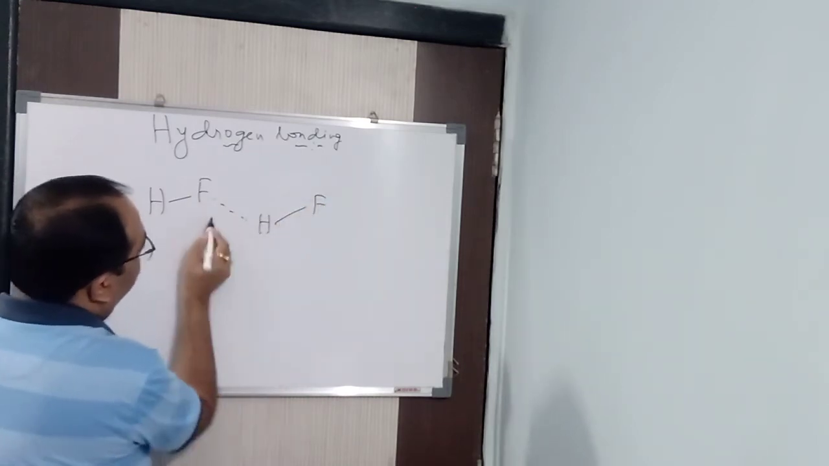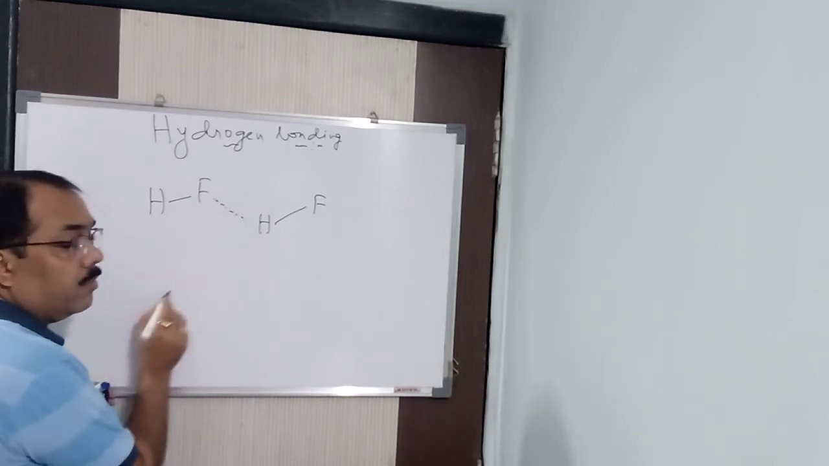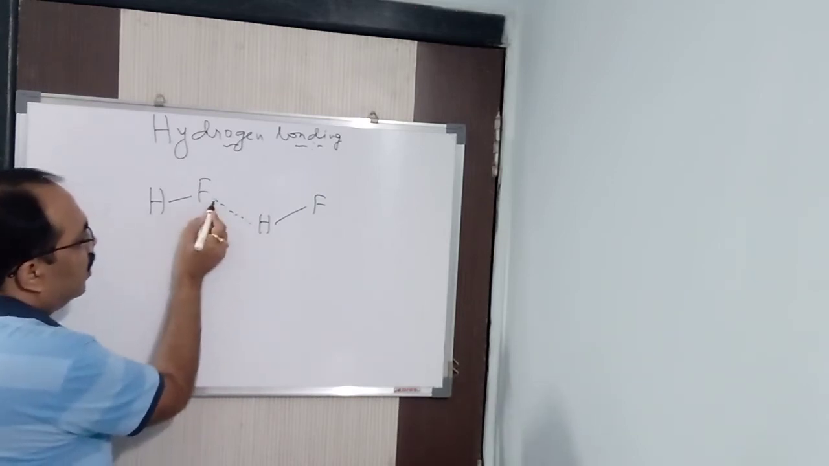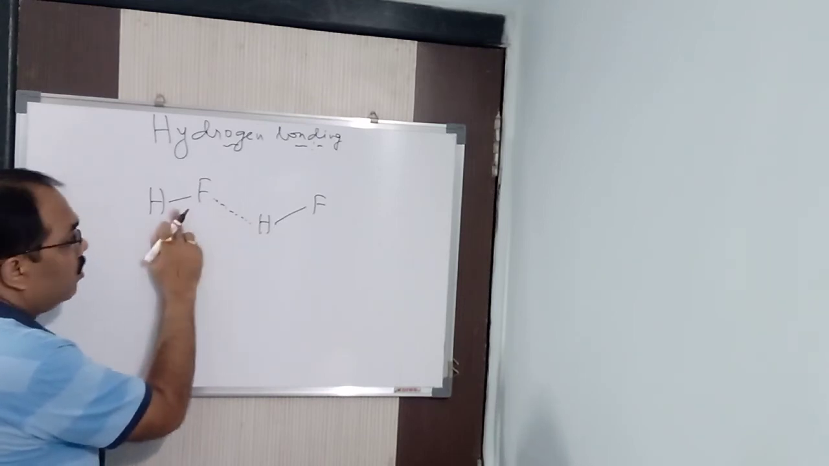This is another HF. Now this is the intermolecular hydrogen bond. See here, the hydrogen bond is noted by a dotted line. First of all, it is noted by a dotted line, hydrogen bond. This is a covalent bond.